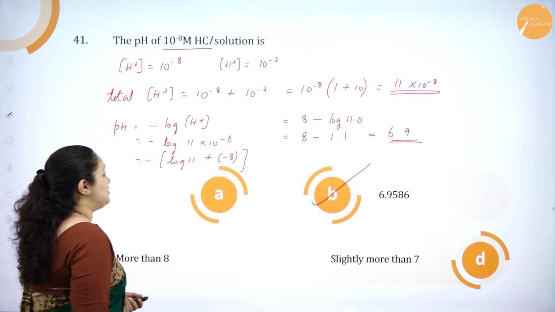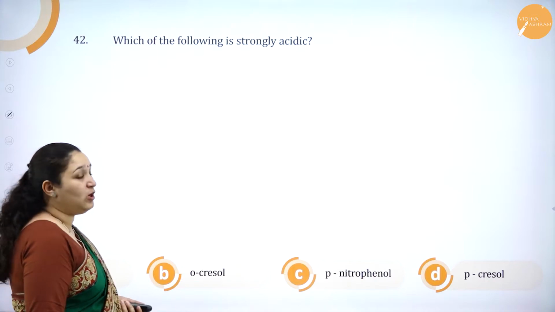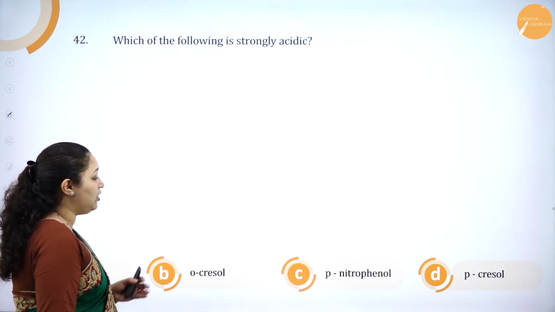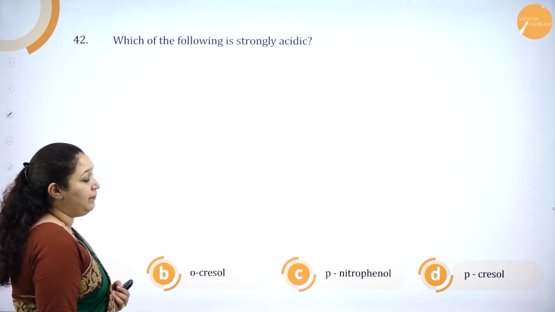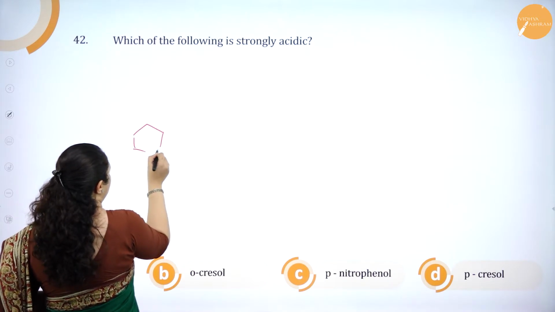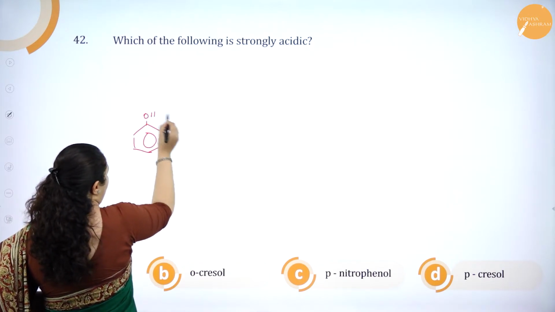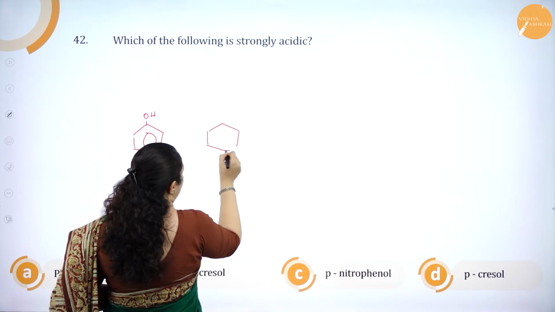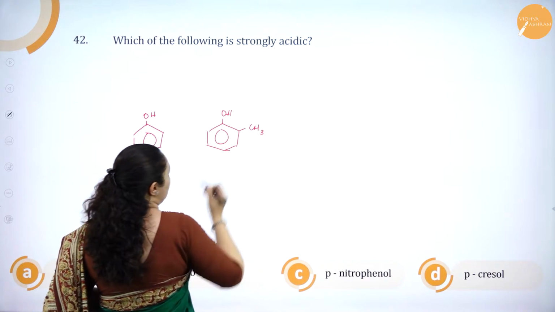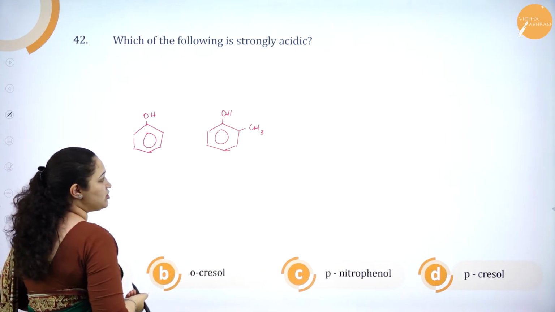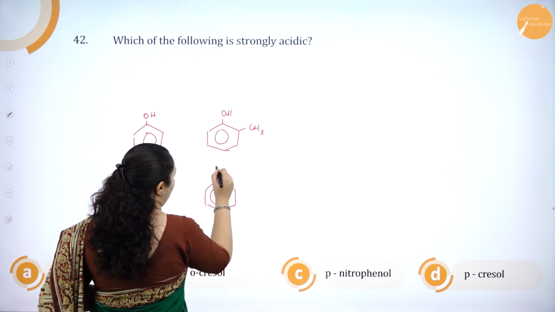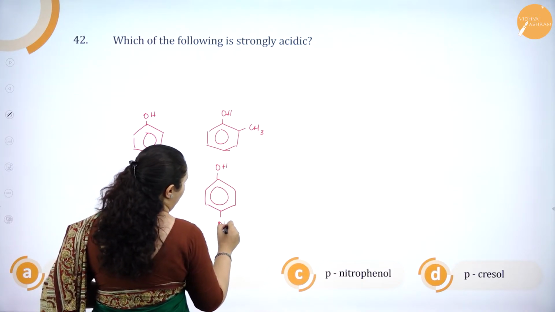Okay, next question. Which of the following is strongly acidic? Phenol, orthocresol, paranitrophenol or paracresol? Phenol is with OH group. Cresol is OH with CH3 group. Correct? So orthocresol and paracresol. Then I have paranitrophenol, OH group with NO2 group.